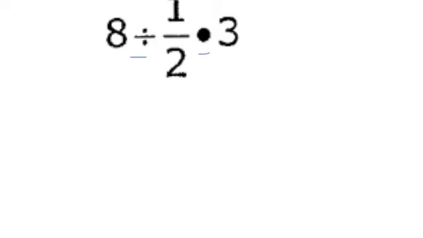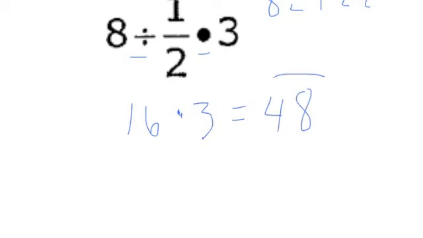Okay? So if you got 8 divided by 1/2, you could type in on your calculator 8, then the fraction button, which gives you one of these, 1 over 2. Push enter, and that should give you 16. So 8 divided by 1/2 gives you 16 on your calculator. If you multiply that by 3, you get 48 as your answer.